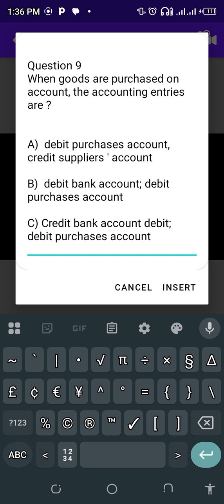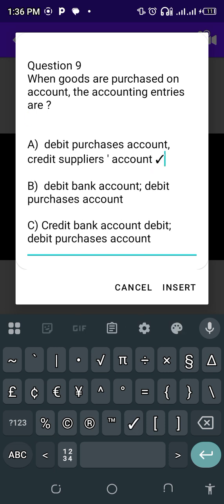The supplier in this case is the creditor. So, debit purchases account and credit supplier's account. And that is the right option. A is the right option. When goods are purchased on account, it means that the goods are purchased on credit.